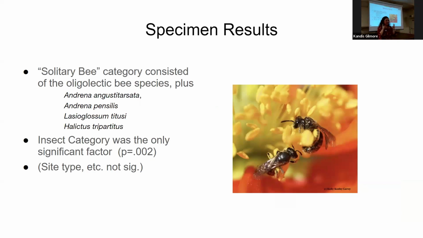And so looking at that, I found that the solitary bee category consisted of those oligolectic bee species that Robin and Joan had described. Plus there were some other solitary bees, Andrena angustitarsata, Andrena pensilis, Lasioglossum titusii, and Halictus tripartitus, which I call oligolectic lookalikes. Those were more abundant in the Blennosperma group. And insect category was the only significant factor. It wasn't really significant site type or anything like that.